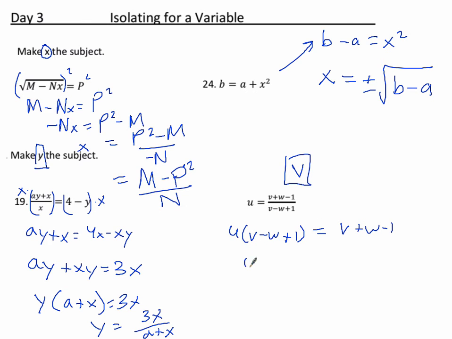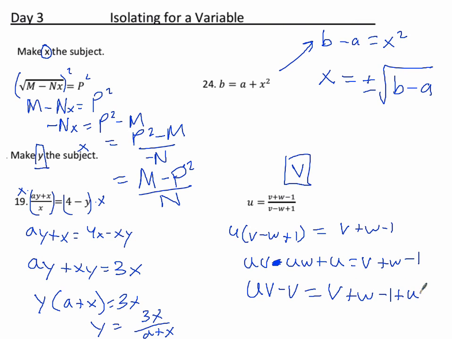We'll multiply it out. uv equals uw plus u. Sorry, that should be a minus there. Equals v plus w minus u. We're solving for v, so we'll get the v's on one side. uv minus v. And all this comes over to the other side, so we get v plus w minus 1 plus uw, plus minus u.